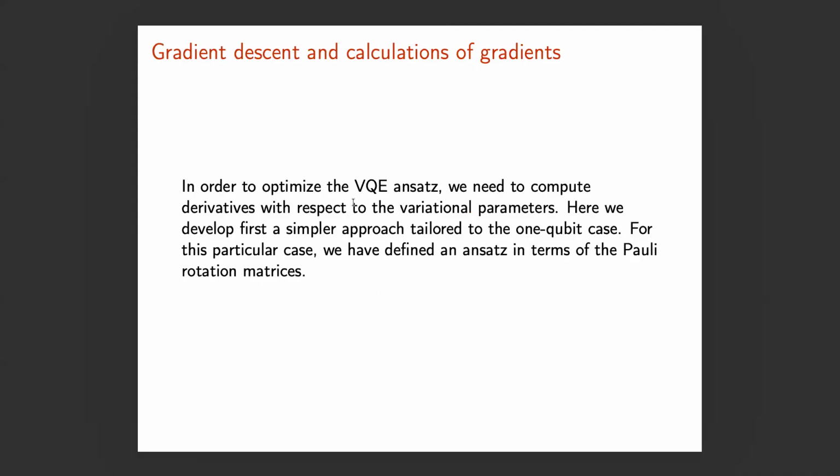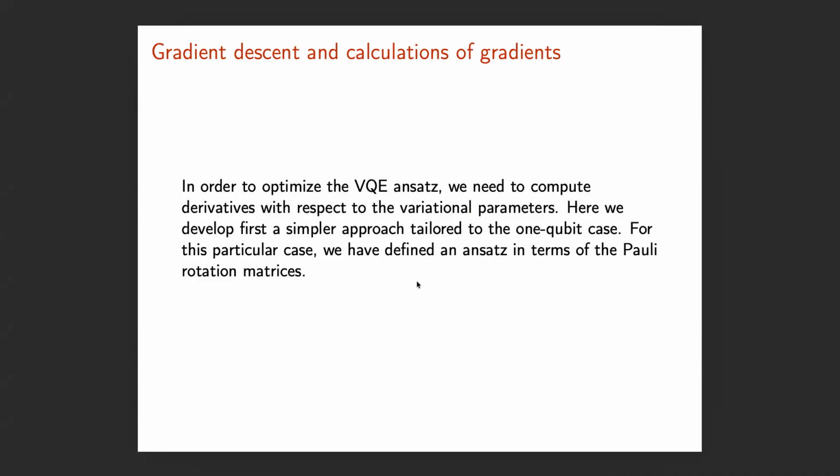In order to optimize the VQE ansatz, we need to compute derivatives with respect to the variational parameters. That's why we also call these calculations parameterized quantum circuits, because we have a set of parameters. And we're going to optimize the calculation with respect to these parameters. When we introduce quantum machine learning algorithms, we are still going to deal with a parameterized quantum circuit and then apply a specific machine learning method.